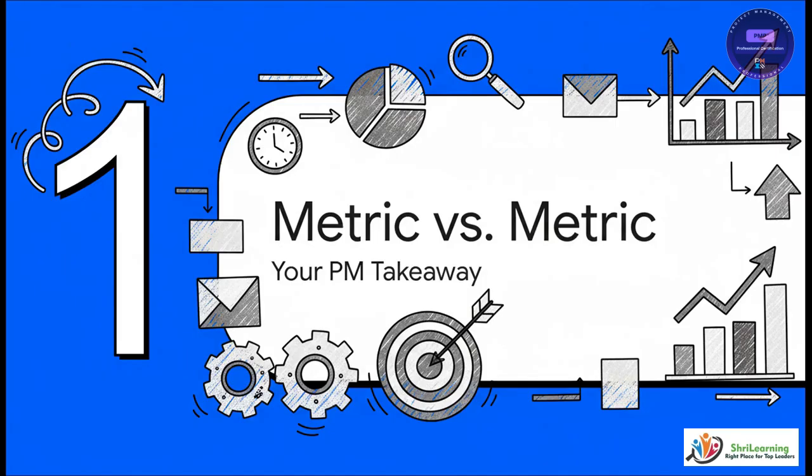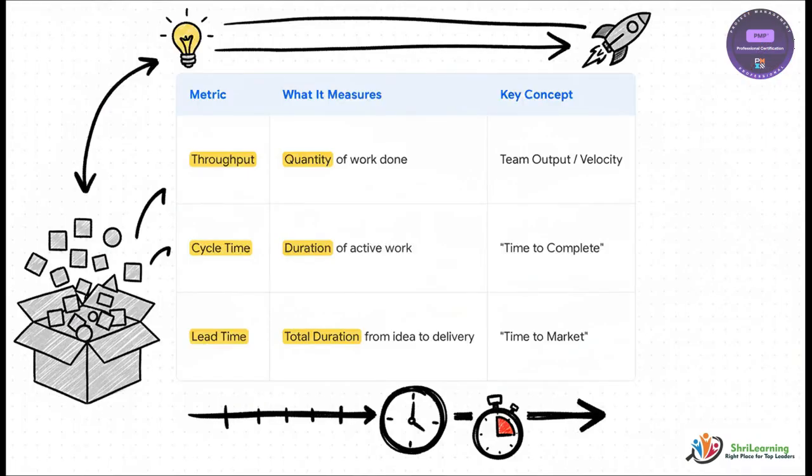Okay, let's pull all this together into your big project management takeaway, because knowing the difference here isn't just about passing a test. It's absolutely essential for forecasting accurately and for actually genuinely improving how your team performs. This table is the perfect cheat sheet. It sums it all up beautifully. Throughput is about quantity, your team's output or velocity. Cycle time is about the duration of active work, the time to complete once you've started. And lead time, that's the total duration, from idea to delivery, your time to market. Quantity, active duration, and total duration. Three totally distinct but incredibly powerful ways to understand your team's performance.